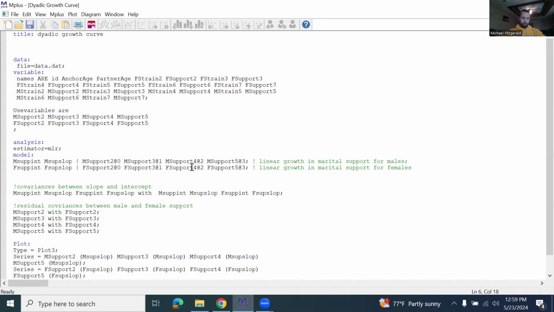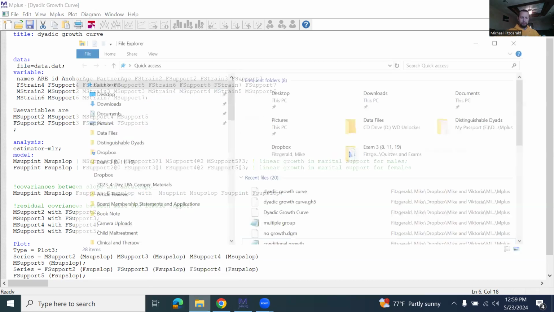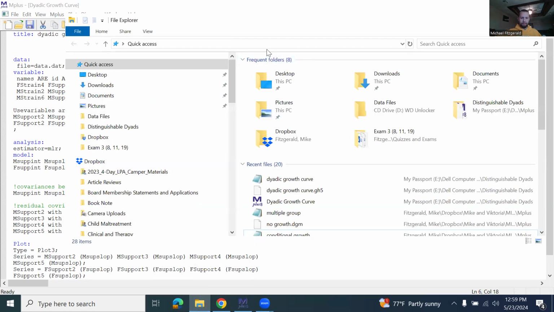And so we have a data command, and this is just file equals data.dat. For those of you who are not familiar with Mplus, if you have your data file and your input file, your syntax file, within the same folder, you can just name your data file, because Mplus will automatically look within that folder. So I will show you what that looks like very briefly.